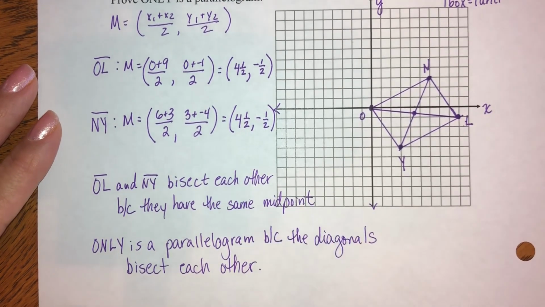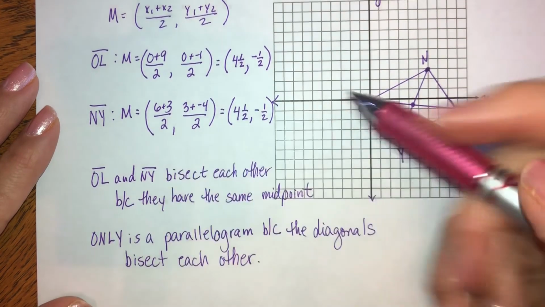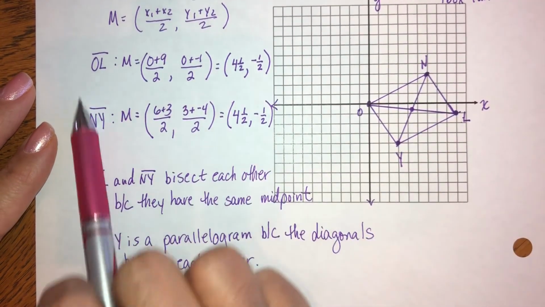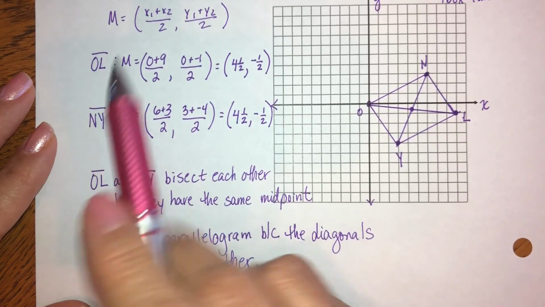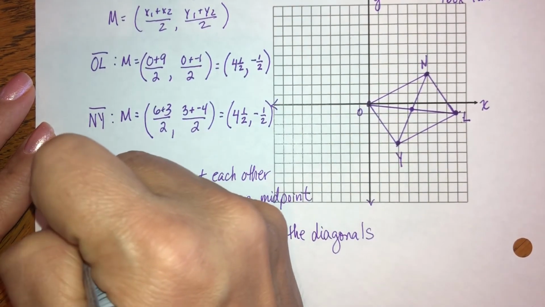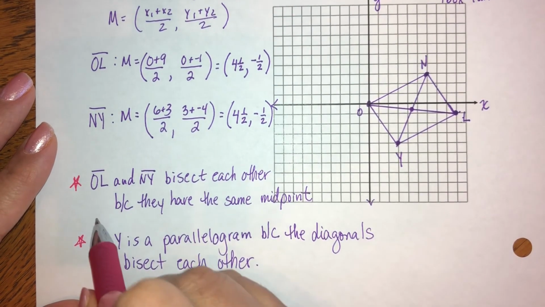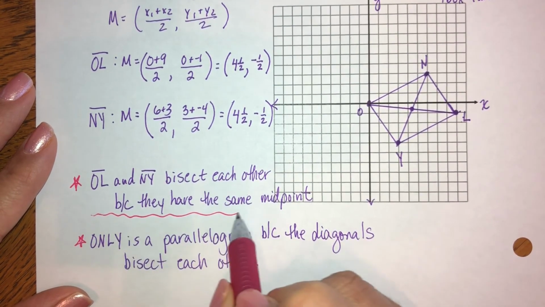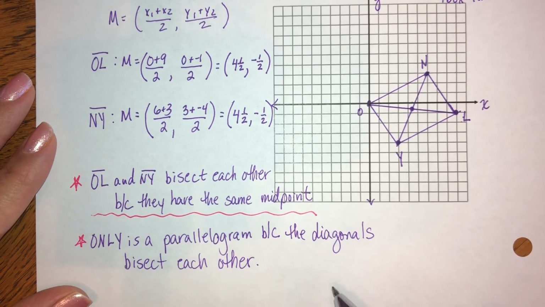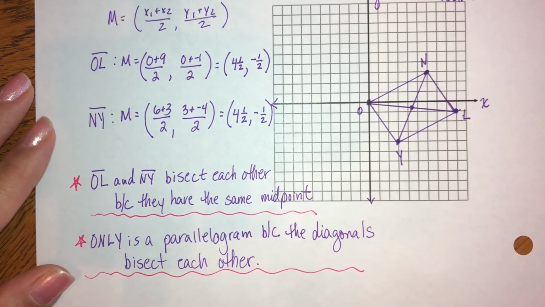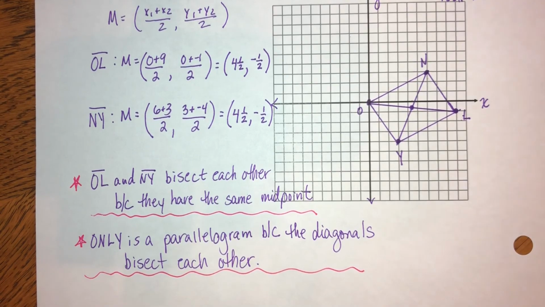So, like the other two proofs that we've looked at so far today, the work consists of really two parts. It's whatever arithmetic you decide to do, and then some sentences explaining what that arithmetic is really showing. So our first sentence here says, look, they bisect each other because they have the same midpoint. And then my second sentence here says, look, it's a parallelogram because the diagonals bisect each other. So that's the way these work.